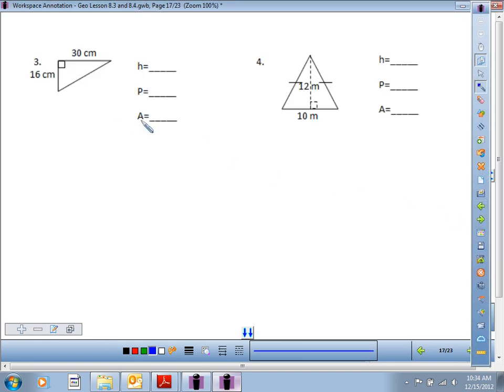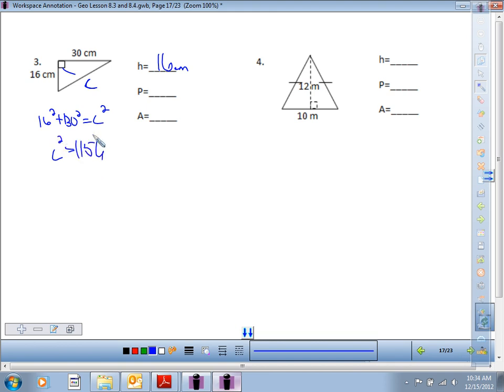Look at number 3. All right, so first off, what we want to look at is what's the height of this triangle. The height is 16 centimeters. Now the perimeter, we can't find the perimeter. We need to find this hypotenuse first before we can calculate perimeter. So what we would do is a squared plus b squared equals c squared. Let's see what we get when we take 16 squared plus 30 squared. That's 1156. And then we square root 1156, and we get 34. Okay, so the hypotenuse of this triangle is 34.